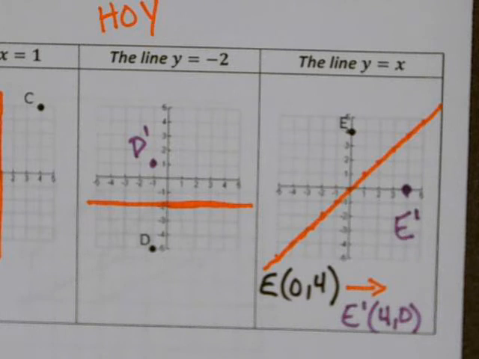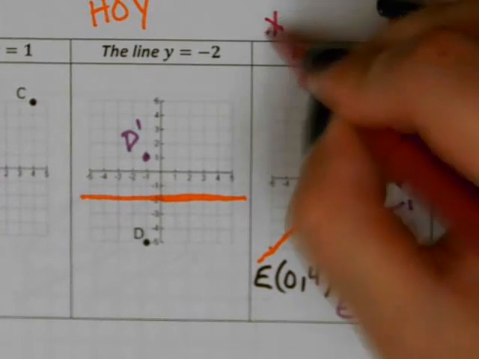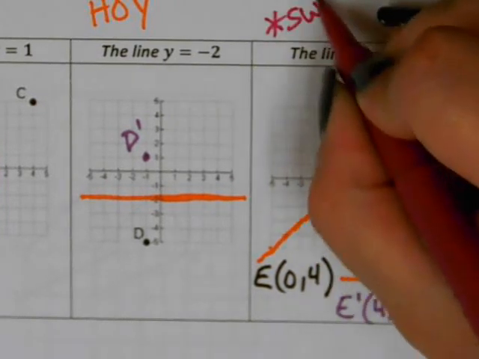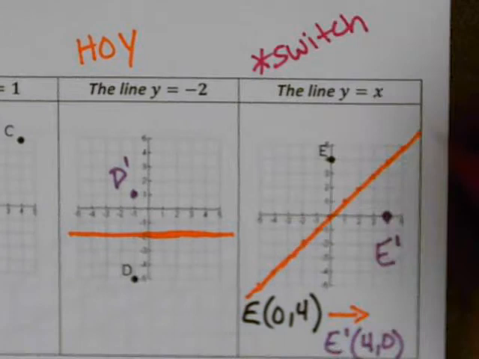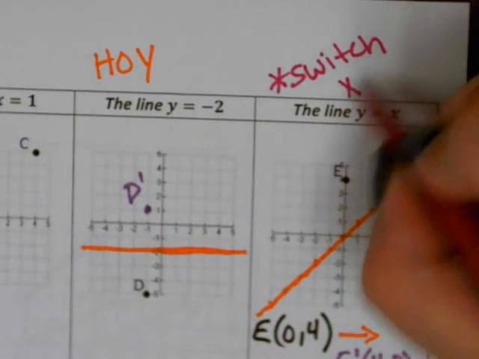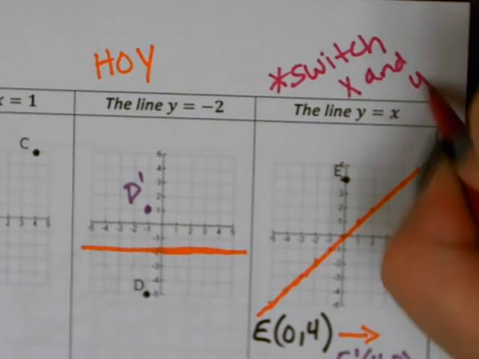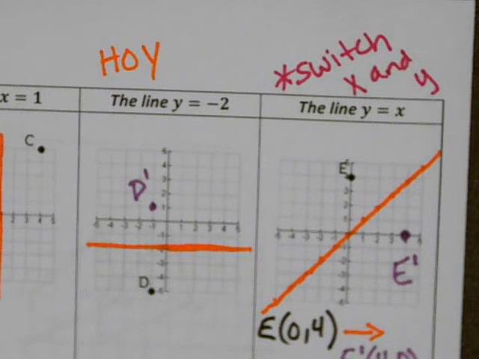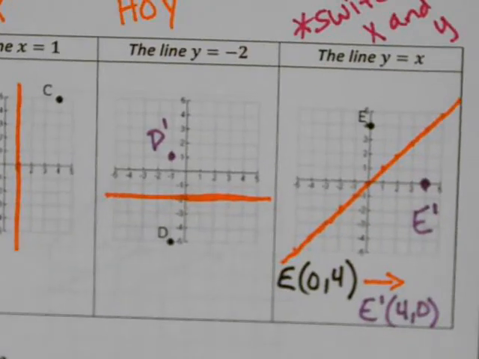So anytime we're doing the line y equals x, let's write ourselves a note, we're going to switch x and y. So switch x and y. And that's how we get the coordinates for E prime. Okay?